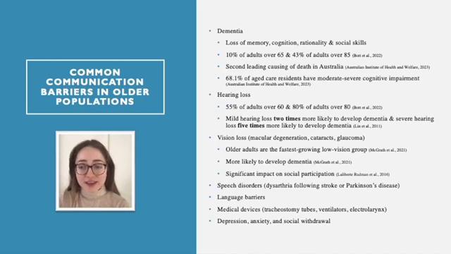Hearing loss is another extremely common age-related condition. In fact, 55% of adults aged over 60 and 80% of adults aged over 80 have a bilateral hearing impairment. Hearing impairment can result in difficulties following conversations and can result in misunderstandings and communication breakdowns.